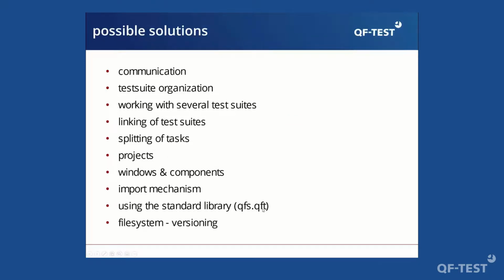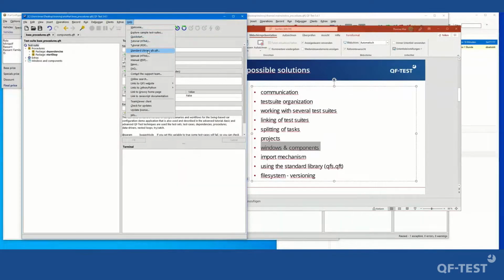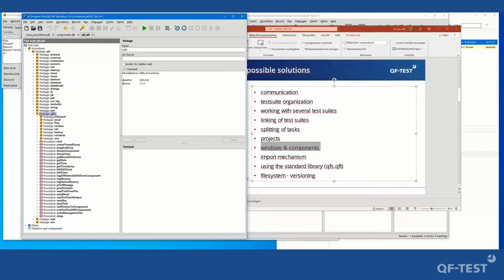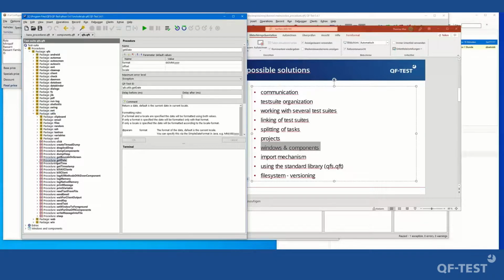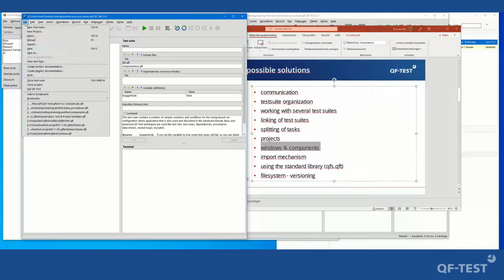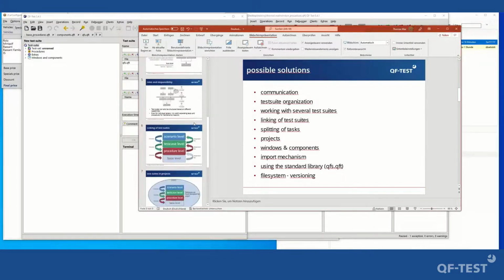We also recommend using the standard library qfs.qft, because in this one there are already helpful procedures to work with QF-Test for each and every one of the engines. We have some helper procedures in here which you don't need to modify or to create. Here's some utils package. We have already provided some mechanisms for getting a date or whatever, some random numbers, some random values. All the stuff is already implemented in here, so you don't need to reinvent the wheel on your own. You simply use this qfs.qft, and this one is also simply included in each and every one of your test cases. If you create a new test suite, this is automatically included, so you can use it throughout each and every one of the test cases.